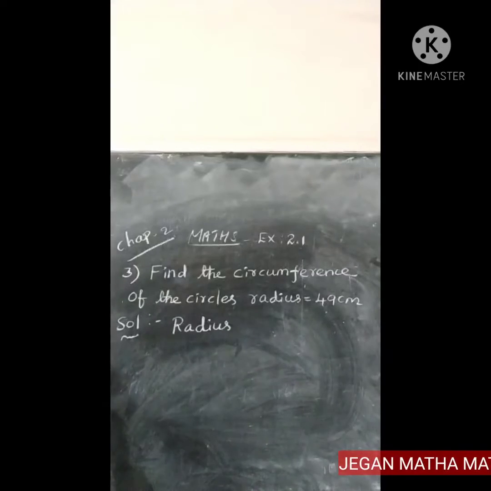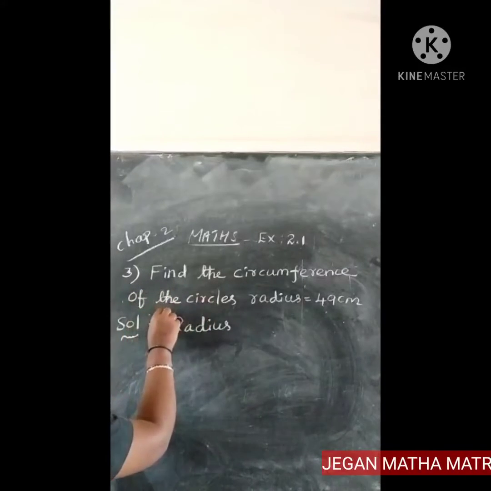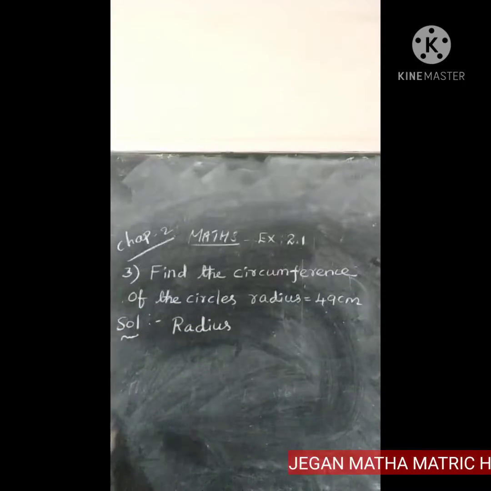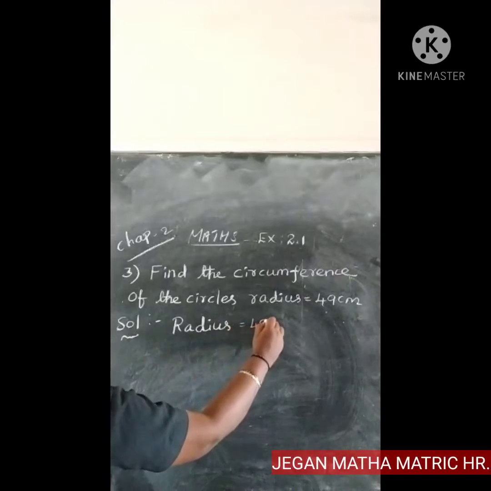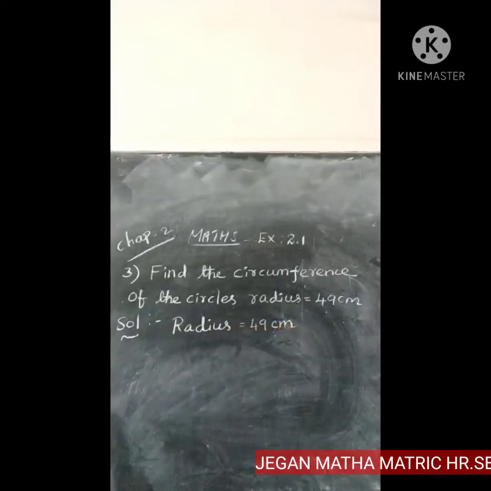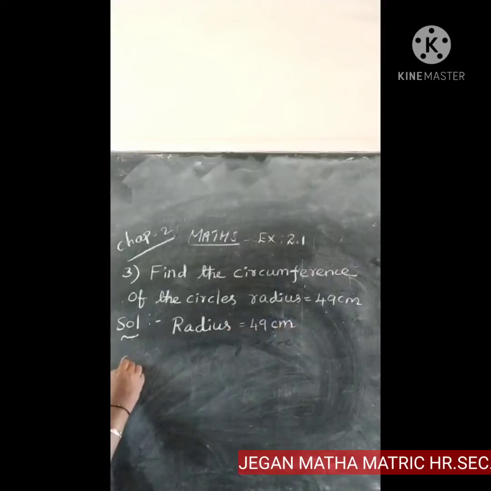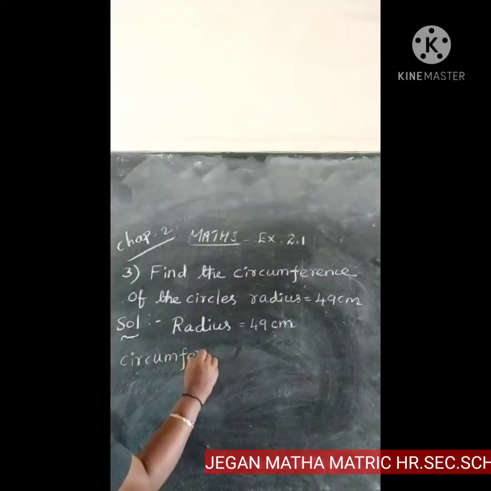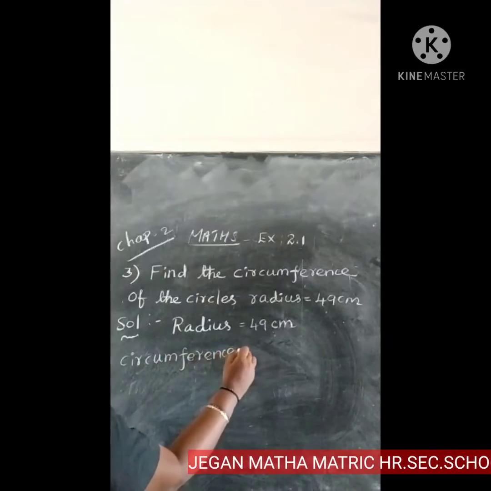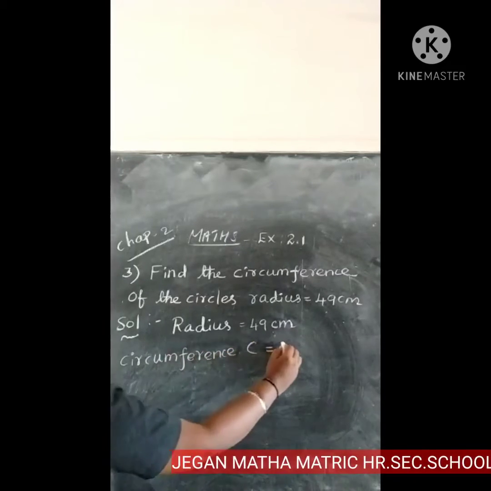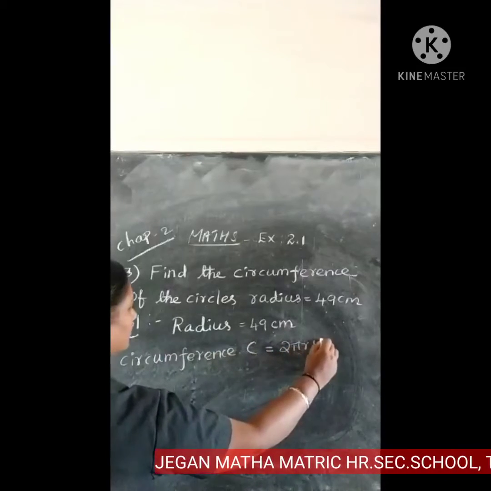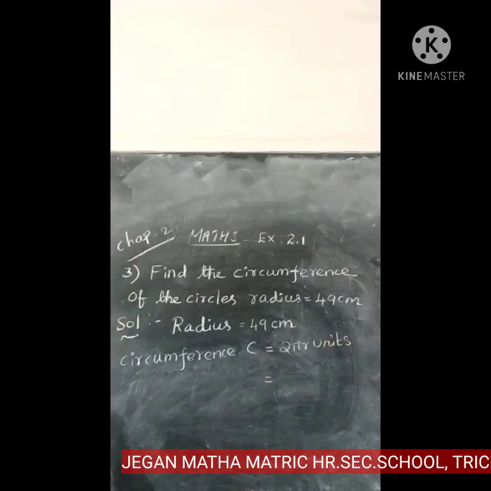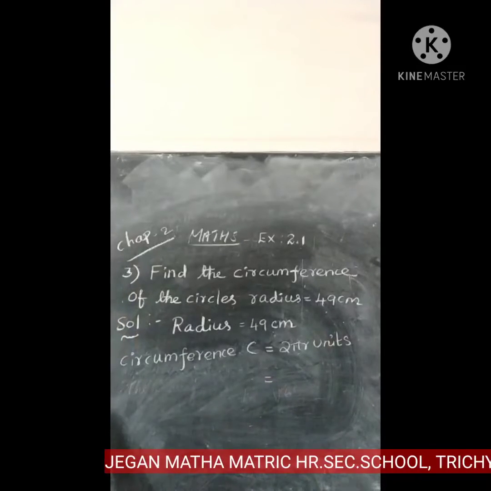The third sum: find the circumference of the circle, radius 49 centimeter. So given radius r is equal to 49 centimeter, we find the circumference. We write the circumference formula. Circumference is capital C, that is 2 pi r units. So using this formula, find the circumference, 2 pi r units.